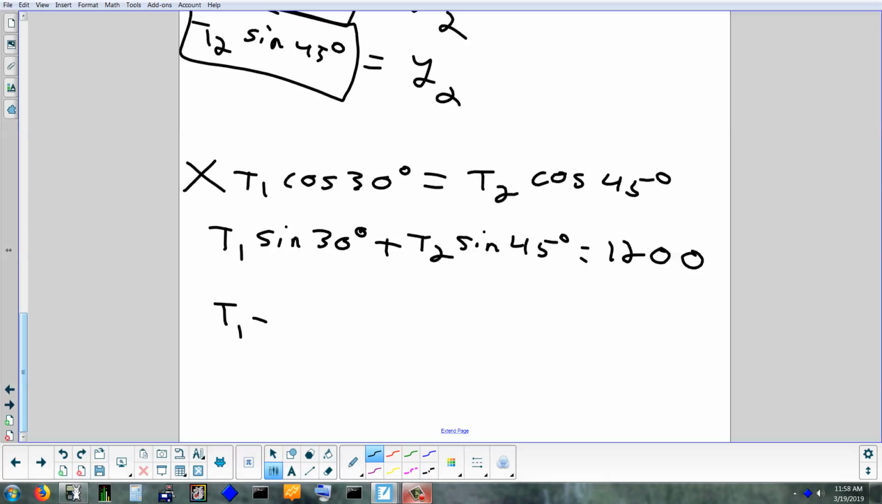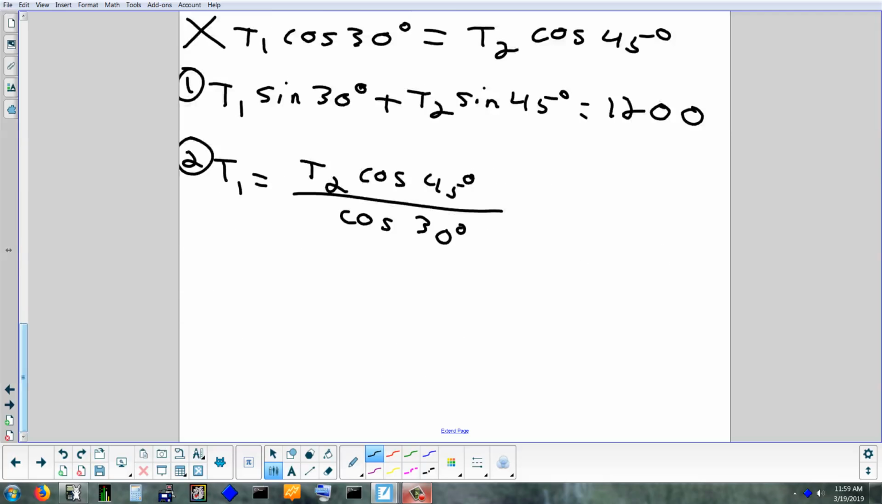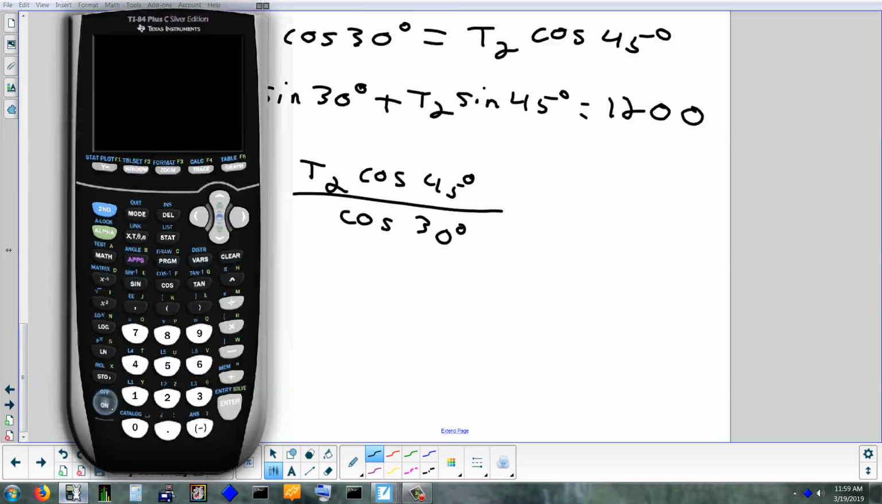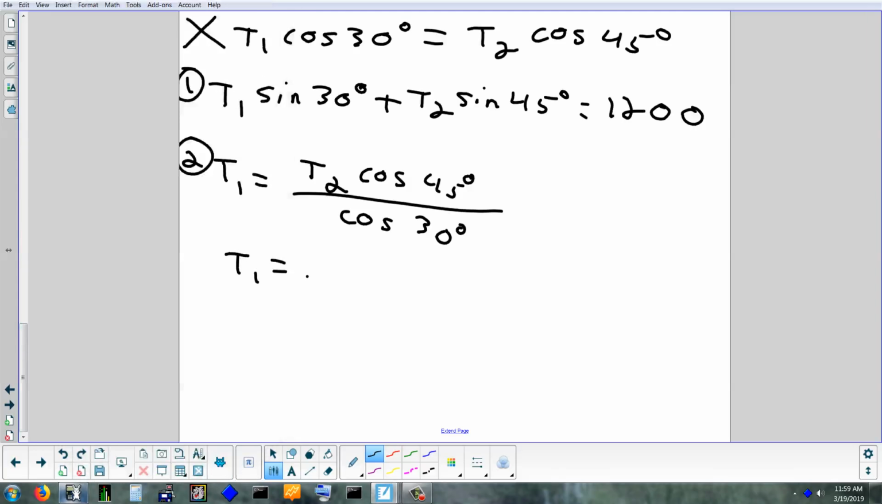So T1 equals T2 cosine 45 over cosine 30. I'm going to use that one. All right, at some point I need to round these off. So I think this is a good time to start finding these decimals. Let's do that one first. Cosine 45 divided by cosine 30 is 0.816. So T1 equals 0.816 T2.